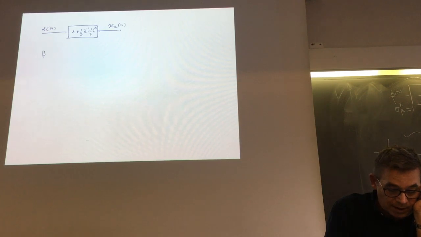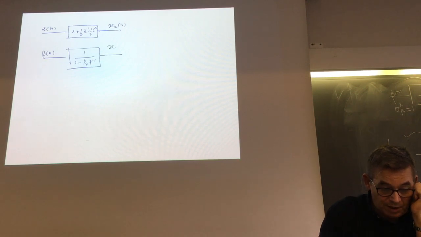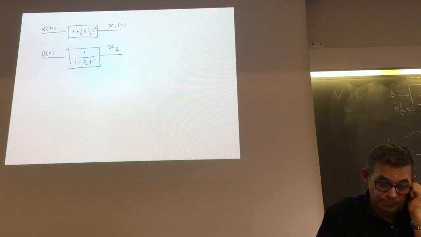Then I have a beta n, which is entering into a pole. It is 1 minus 1 half z to the minus 1. That one is generating x1, and that one is generating x2.